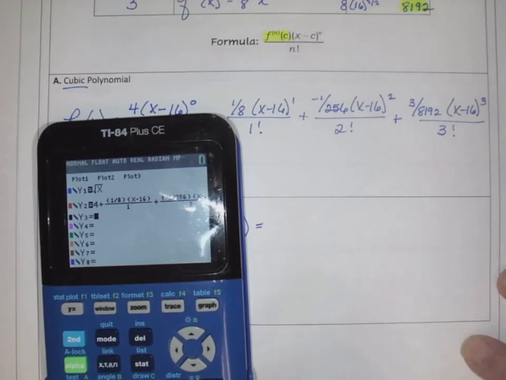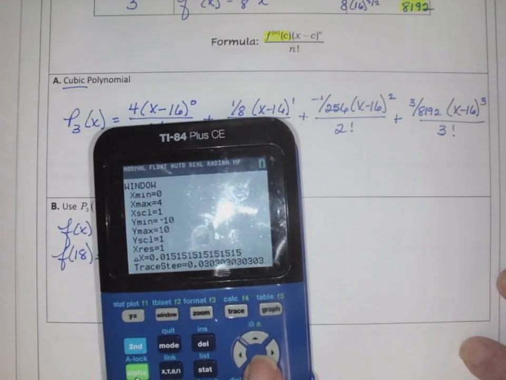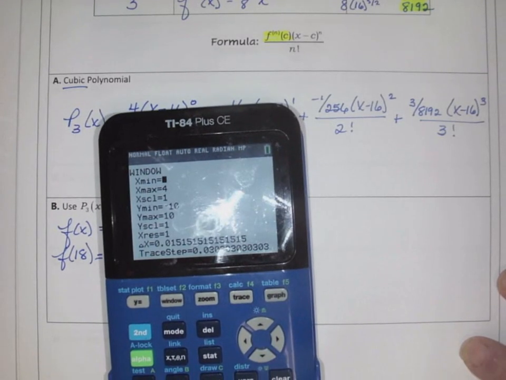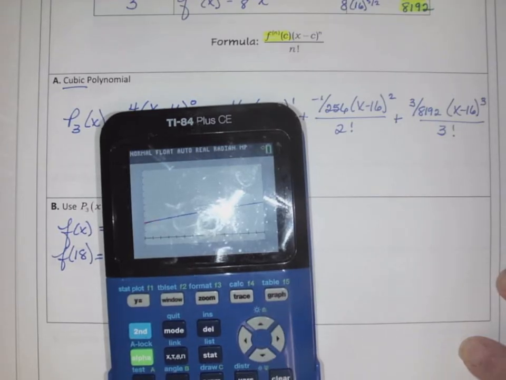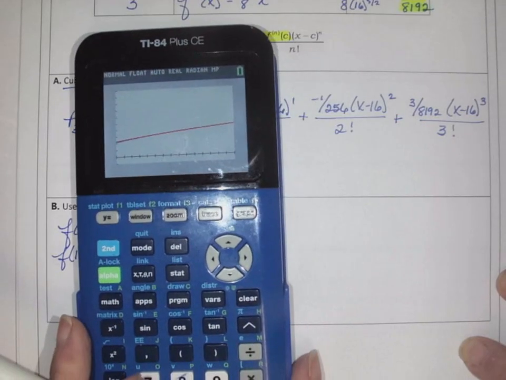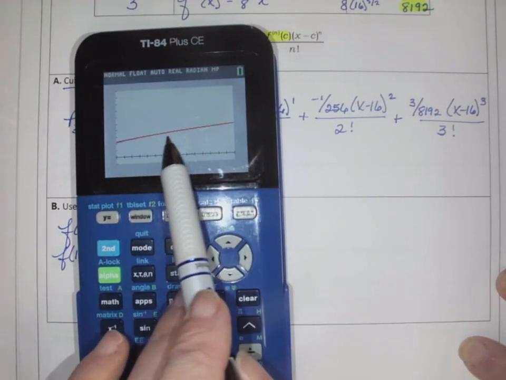Now, remember on this one, our point of tangency is at 16. So I'm going to adjust my window, and I think I'm going to go from 5 to 20, and let's go from -1 to 10. Let's try that. So there's our square root function, here comes our polynomial. So in a sense, they are almost identical the entire way, okay?